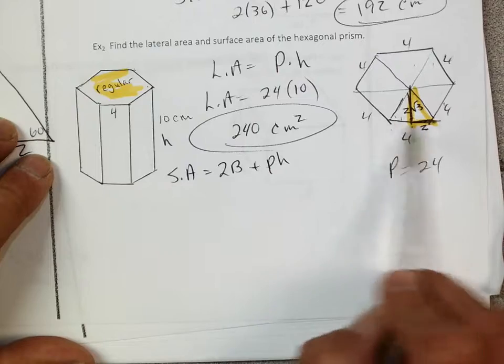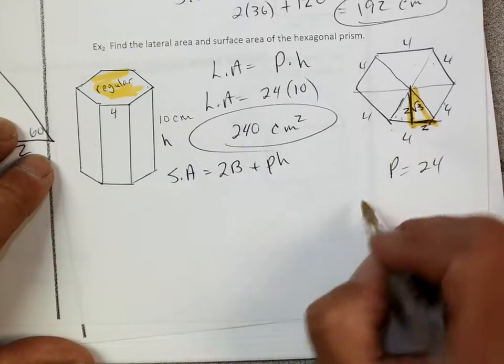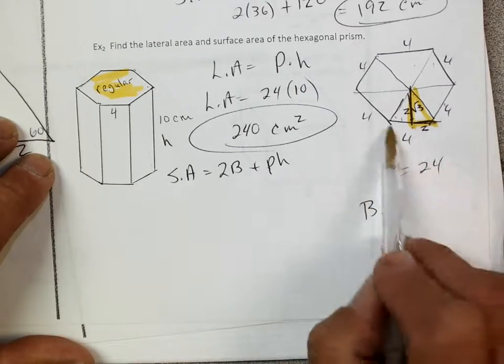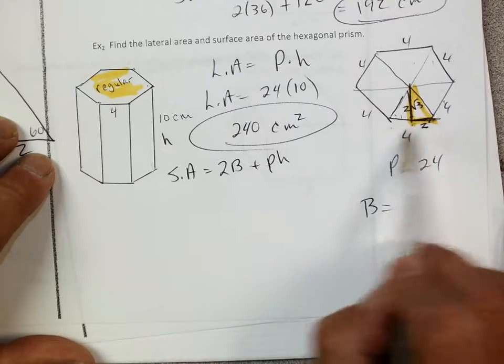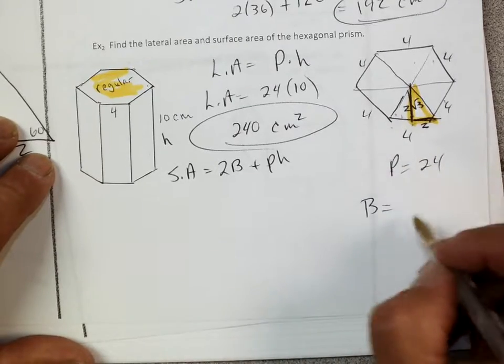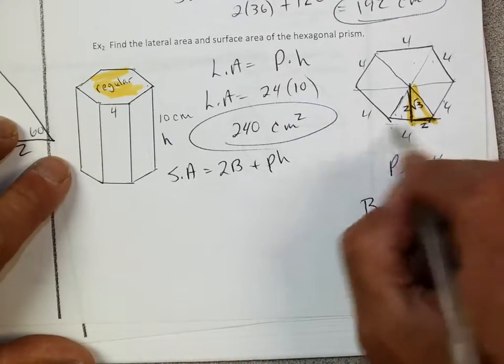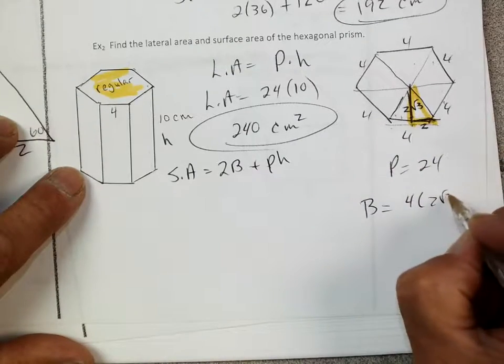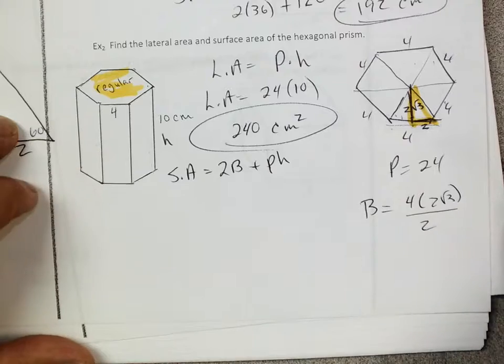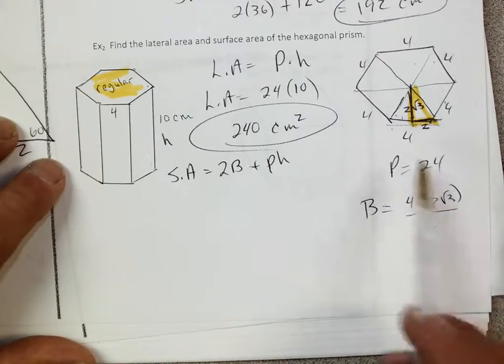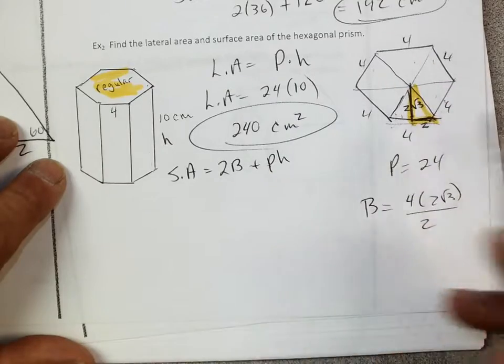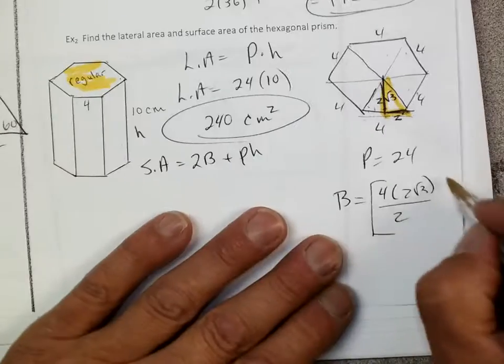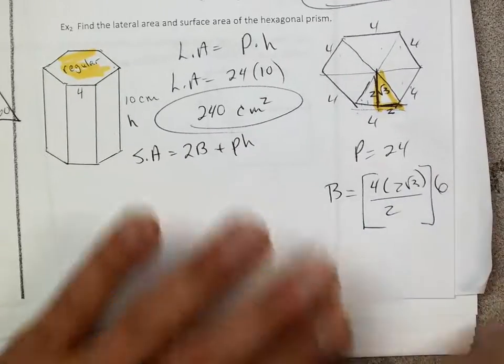So how do I find the area of a triangle? Yeah, it's just base times height divided by 2. So I'm going to go 4 times my 2 square root of 3, divided by 2. But I have 6 of these, right? You guys agree? I've got 1, 2, 3, 4, 5, 6 of these triangles, so I'm going to multiply this whole thing by 6. How am I doing?